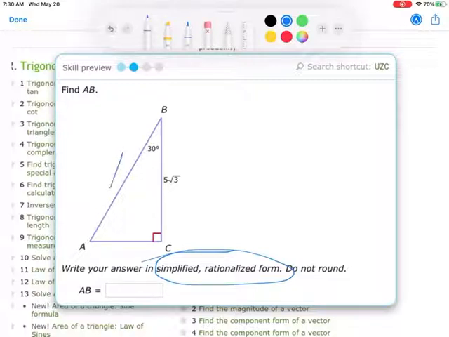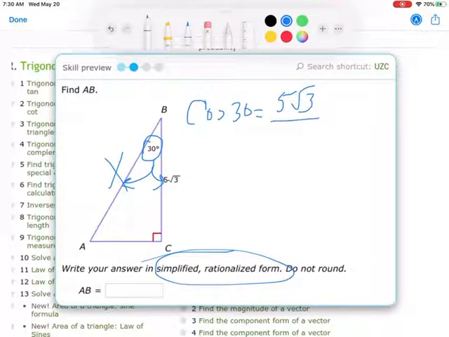All right, solve for AB. There's the angle. You've got the adjacent side and the hypotenuse. That's the cosine function. So cosine of 30 is equal to the adjacent, 5 root 3, over hypotenuse x. So again, this is just a proportion. All we have to do is set up a proportion, cross multiply, and divide.